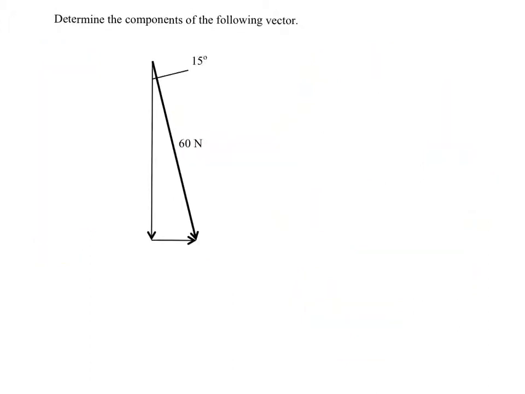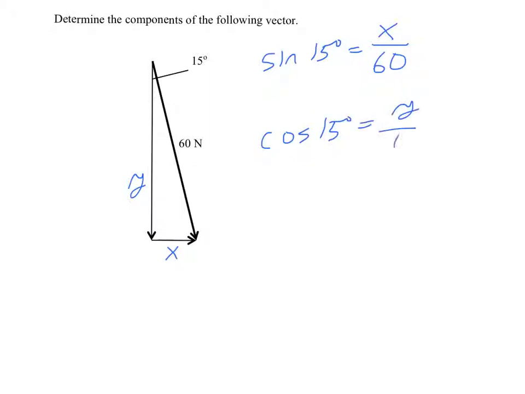Here is another problem, same thing, break down their components. And the reason I demonstrate this one is so you see that sine does not always correspond to y. So in this situation, if I call this x and I call this y, the sine of 15 degrees equals the opposite, in this case x, over the hypotenuse 60. And the cosine of 15 degrees equals the adjacent, in this case y, over the hypotenuse. So if I do 60 times sine of 15, I get the, excuse me, that was x. The x component is 15.53, and the y component, 60 times cosine of 15, is 57.96.